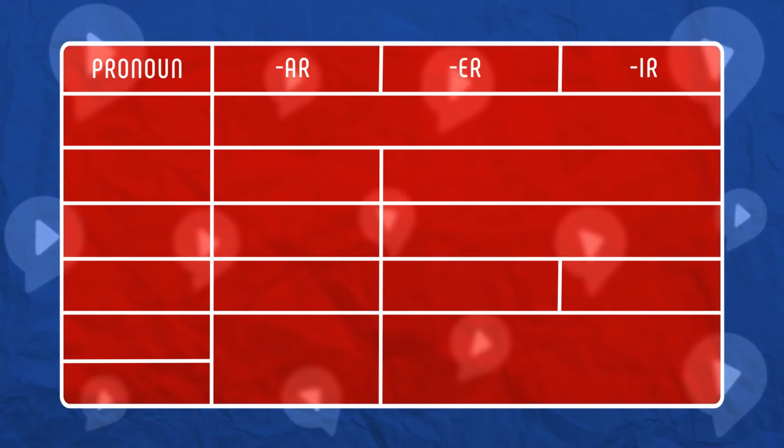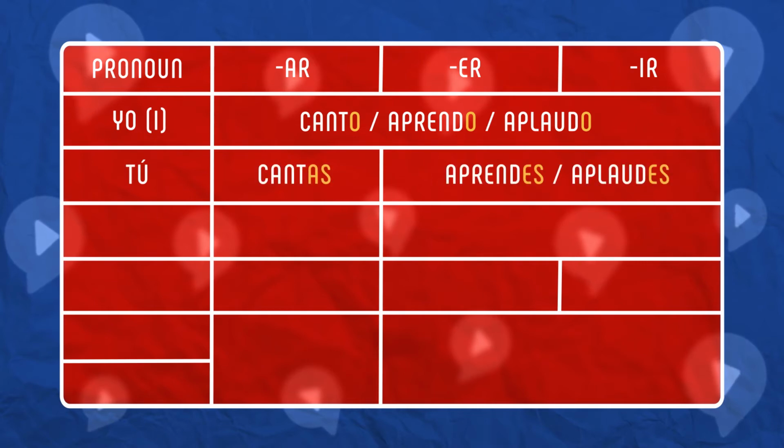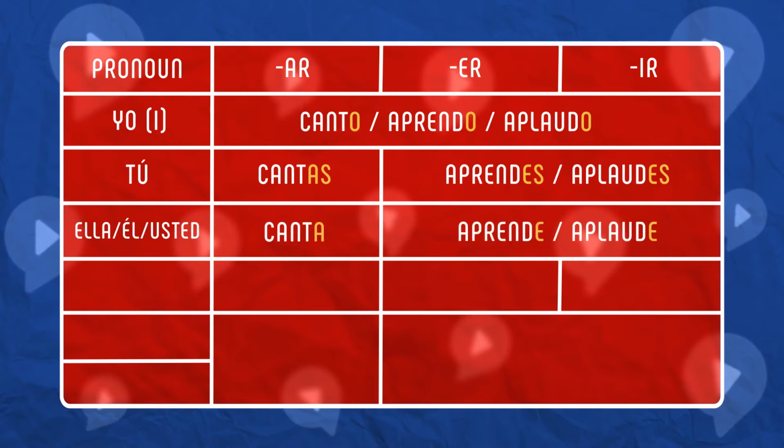So, to sum things up, the conjugation in the first person singular, yo, is always o. The conjugation in the second person singular, tú, is either as or es. The conjugation in the third person singular, ella or él, and the formal version of you, usted, is either a or e. You basically drop the s from the informal version of you.